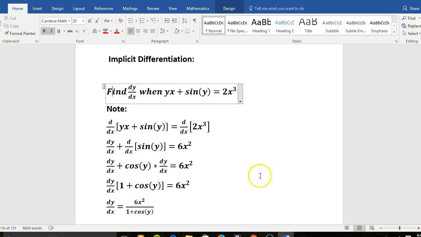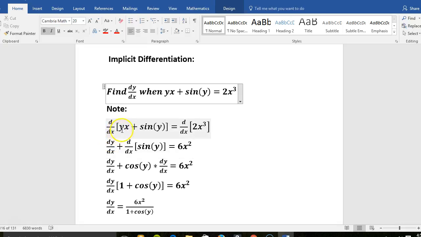Let me show you. D by dx of yx. Now, y is not a constant. In general, y depends on x. You can't just wish y away. You can't just yank out y to the side like it was a constant. That won't work this time in general. So what we're going to do is we're going to differentiate both sides with respect to x, this side and this side. And then it's still true.